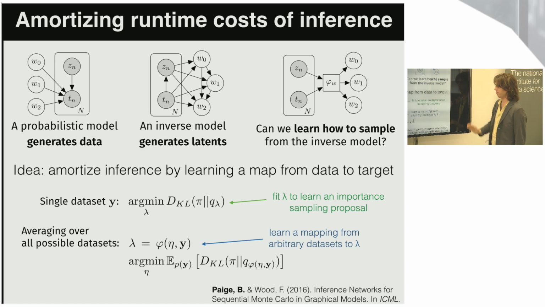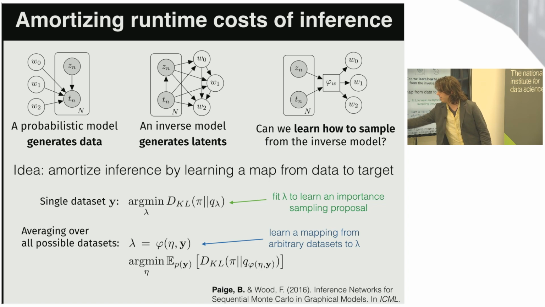And if you're familiar with these things or looking closely, you'll see that my pi and my Q are backwards from before. This is if you're learning importance sampling proposals, then this KL divergence has better properties than the other ones. But if you imagine we might get many, many data sets, instead of just fitting these parameters of my approximating model, let's define a function phi from some upper level parameters and the data, and have these produce our parameters, and then minimize with respect to these upper level parameters in expectation over all possible data sets.